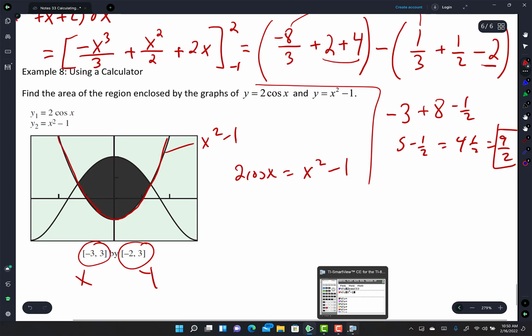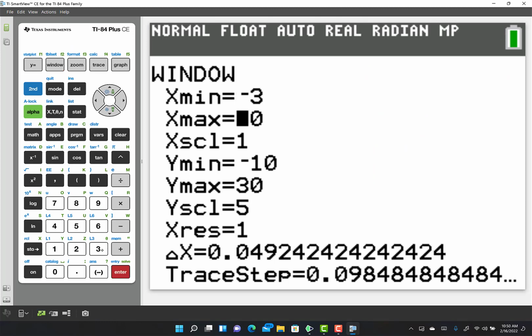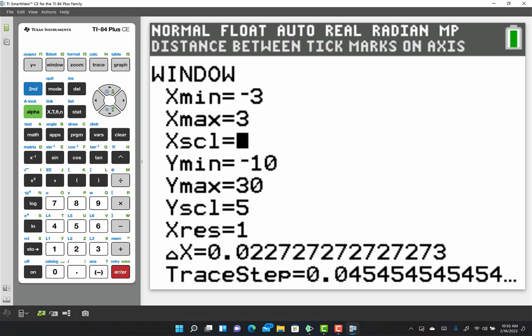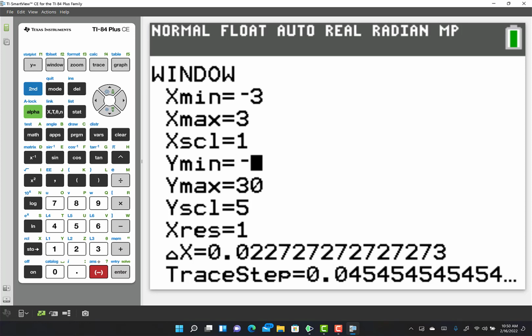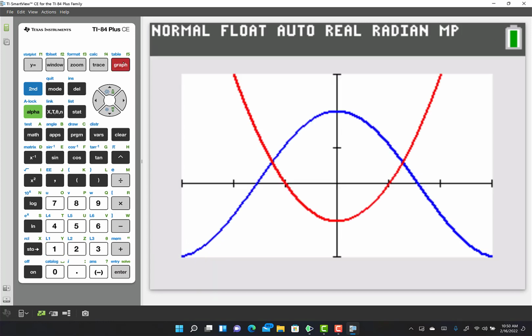So let's see. Window, -3 to 3. And what did they use for y values? -2 to 3. Oh, you're all good. It's good. And I'm going to push graph. Yeah, it looks exactly like theirs. Now it's symmetric. I can tell that it's symmetric on the y-axis.